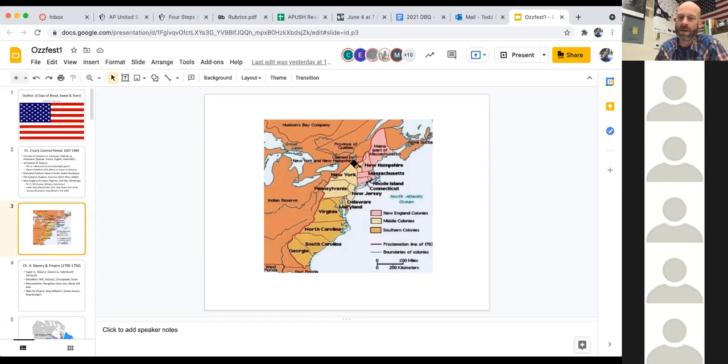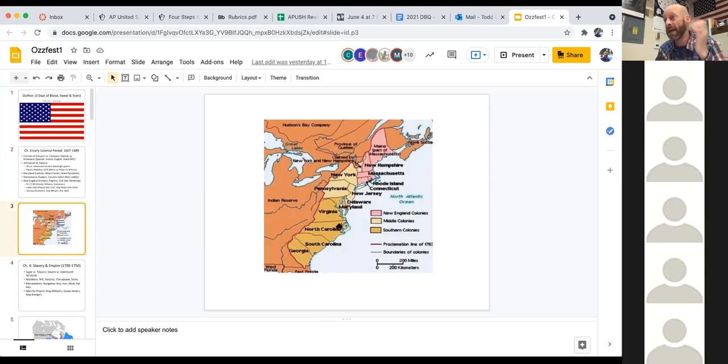We've got our middle colonies here, which I guess we didn't really talk about New York and New Jersey. We did Pennsylvania, but they're here. They're going to be the most diverse, the most tolerant. And then we get the Chesapeake. We get Virginia and Maryland, Delaware, if it mattered. It's right here, too.